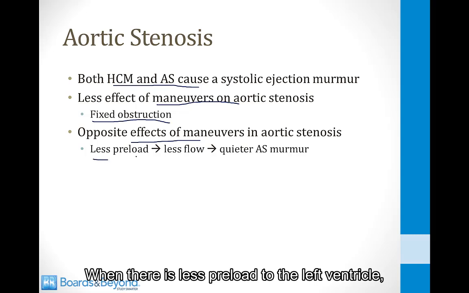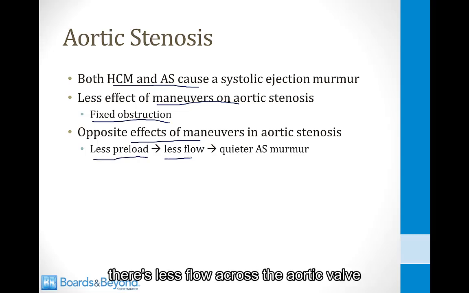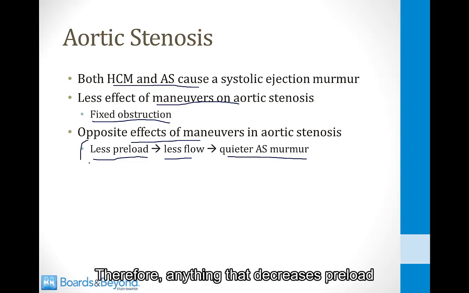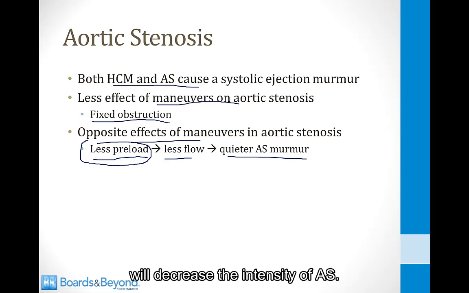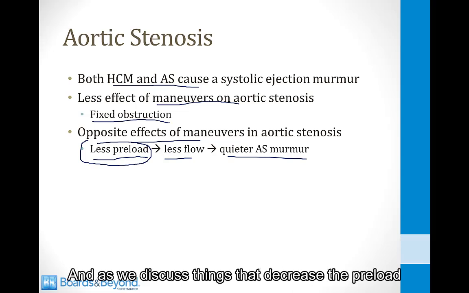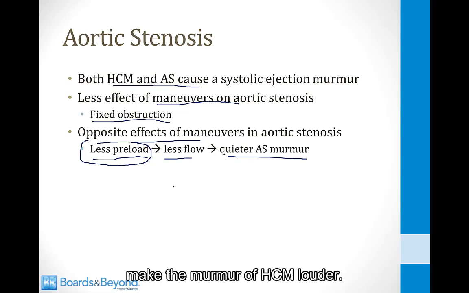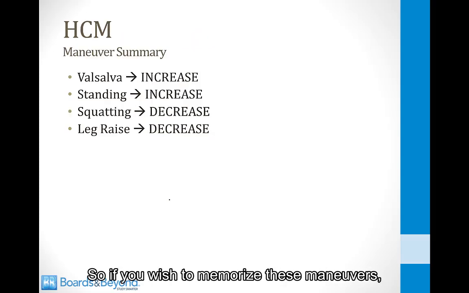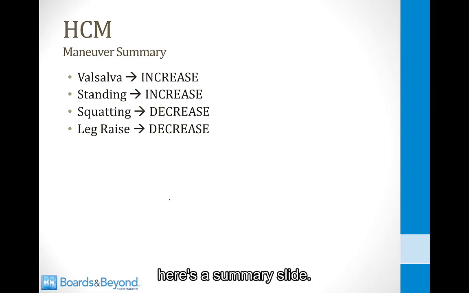When there is less preload to the left ventricle, there is less flow across the aortic valve and therefore a quieter AS murmur. Therefore, anything that decreases preload will decrease the intensity of AS. And as we discussed, things that decrease the preload make the murmur of HCM louder. So if you wish to memorize these maneuvers, here's a summary slide.